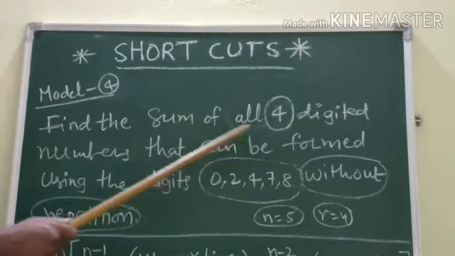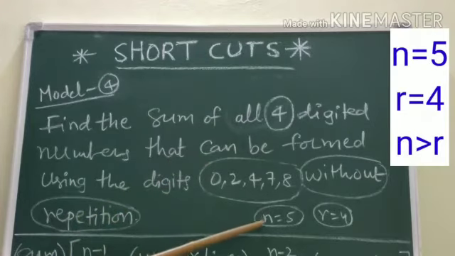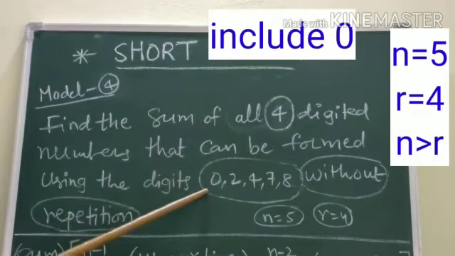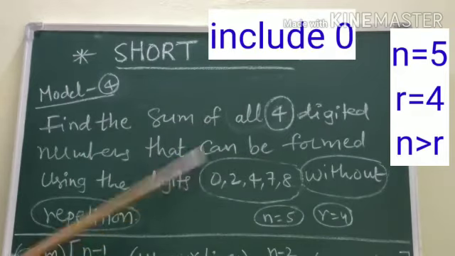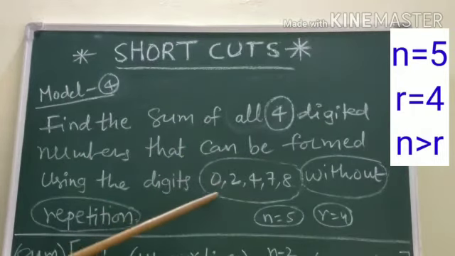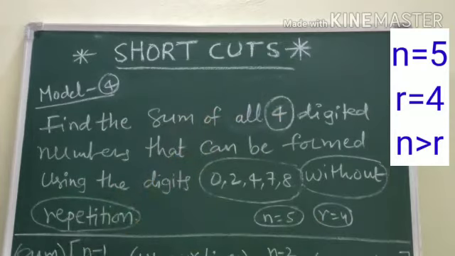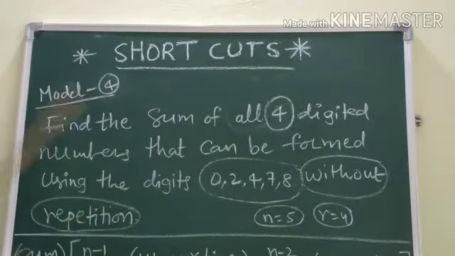First thing, how many digits? 5. That means n value 5. In these digits, 0 is included. That means including 0, second point. And the third point is we require a 4 digit number. That means r value 4. That means n value is greater than r value. And one more point, without repetition.